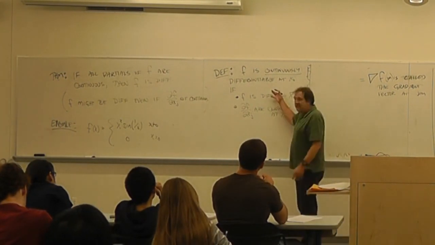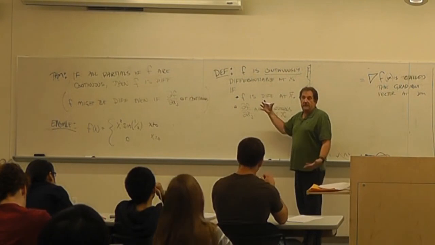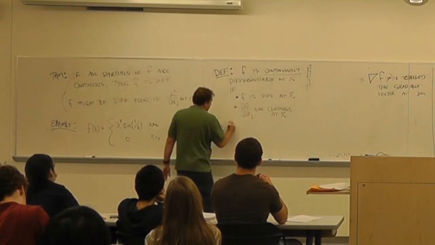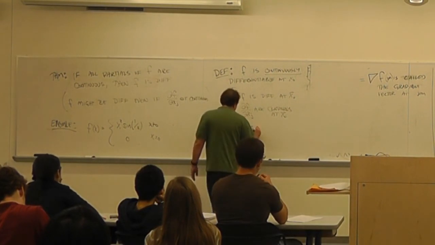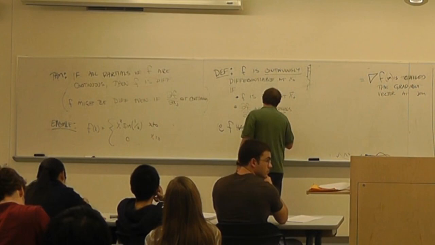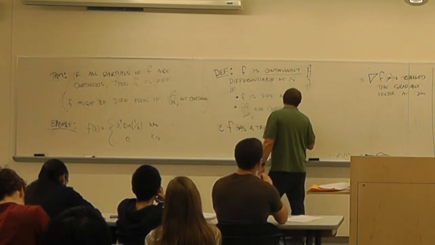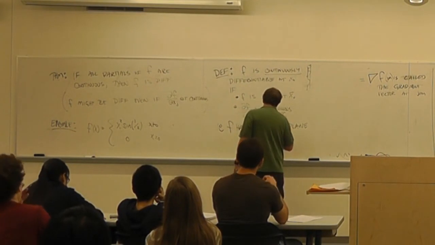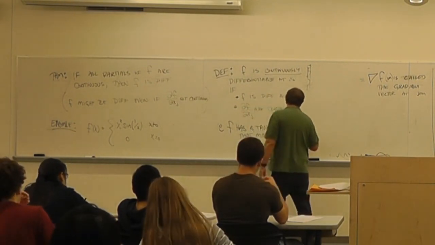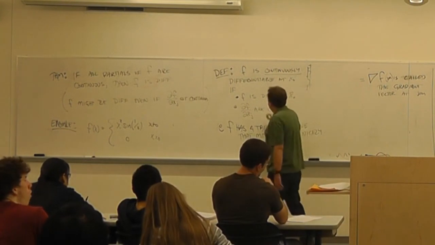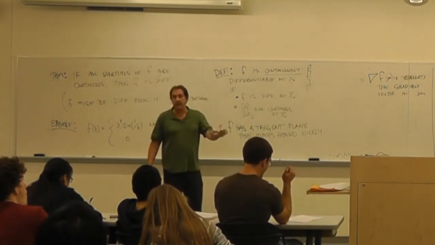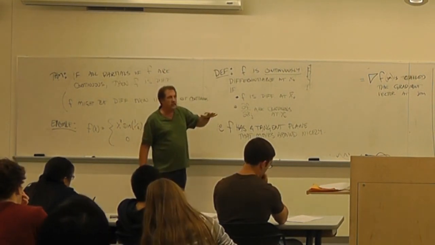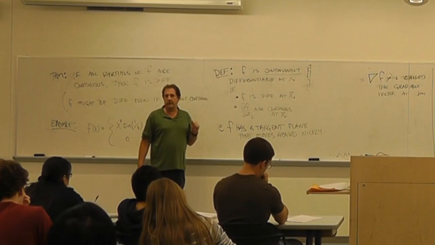So this is really the same as saying there's a tangent plane and it moves around in a nice way. Being differentiable means we can find a tangent plane. And being continuously differentiable means if we move a little bit, the tangent plane only moves a little bit.